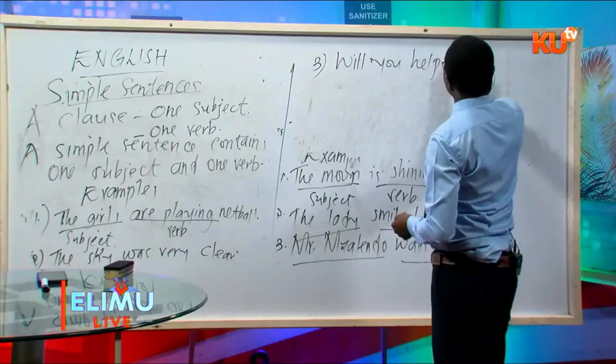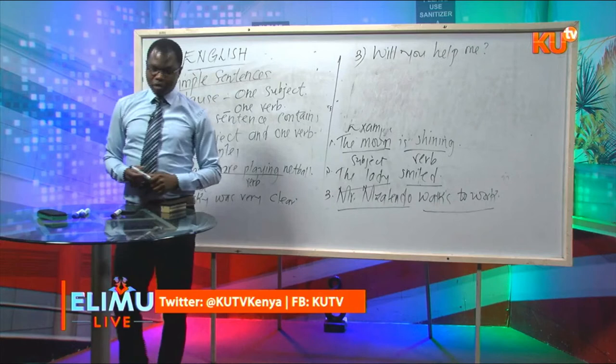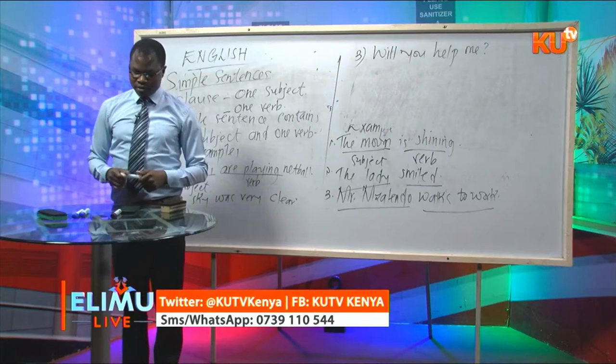It's a question. Will you help me? That is an example of a simple sentence. You is the subject and help is the verb.